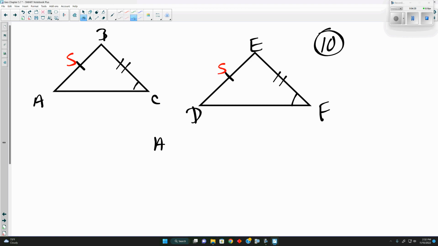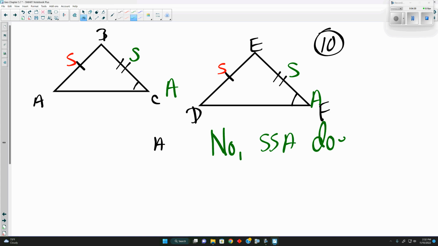Yes? No, because it's side, angle. Yep. Not the same congruency. No. Side, side, angle doesn't work.